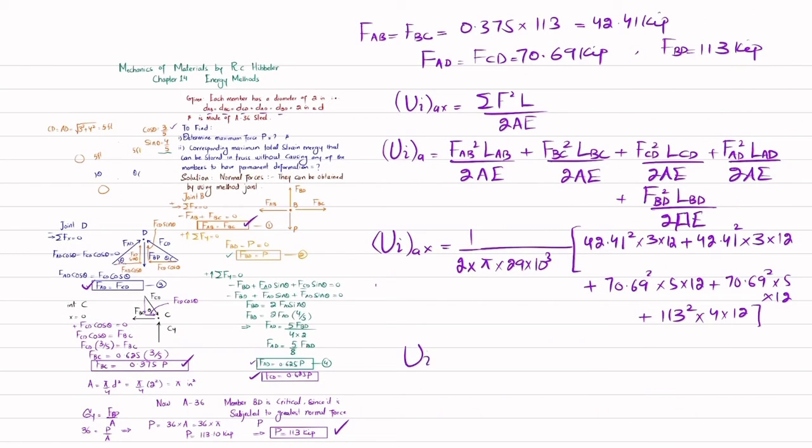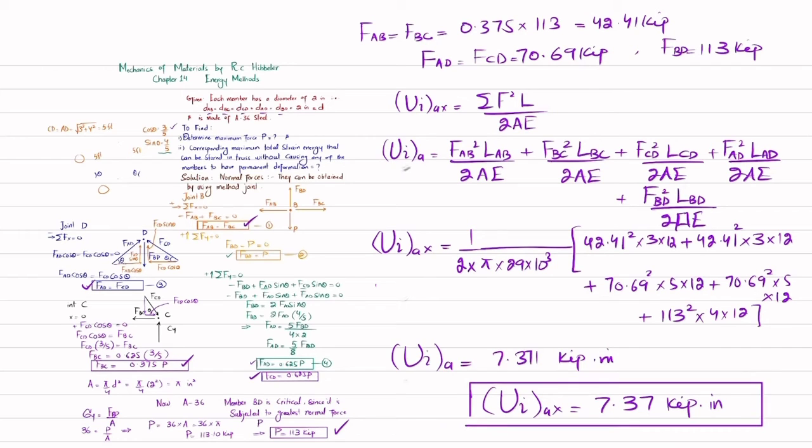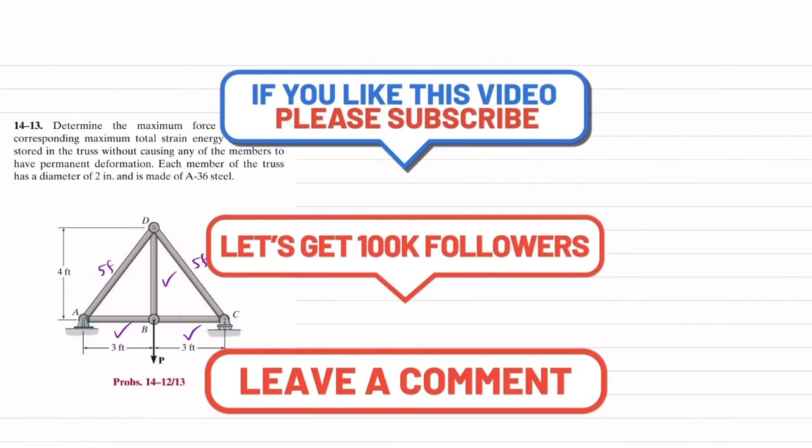Clear? And when you solve this, you will get the strain energy due to axial loading in this truss, which comes out to be 7.371, and the unit will be kips into inch. Or you can say the strain energy due to axial loading that is stored in the truss without a permanent deformation of any member will be 7.37 kips into inch. And that was all about this problem 14-13.